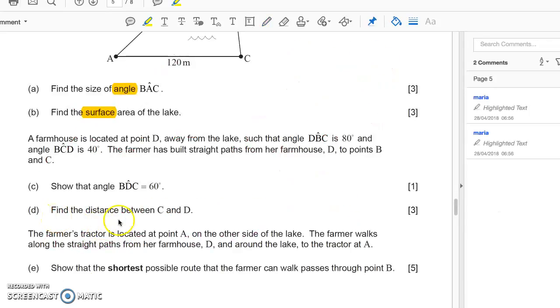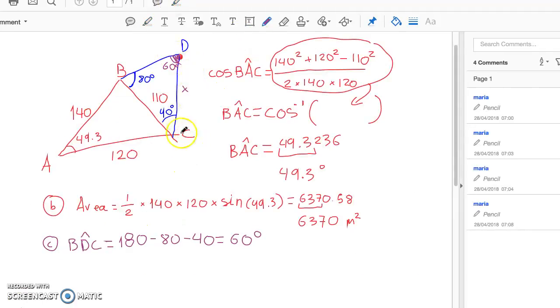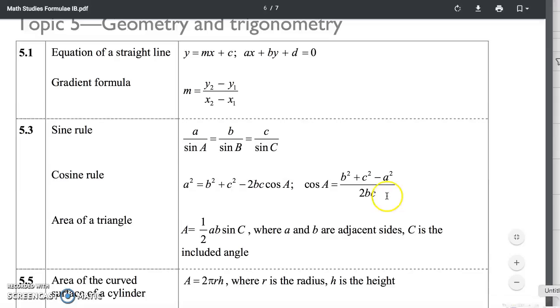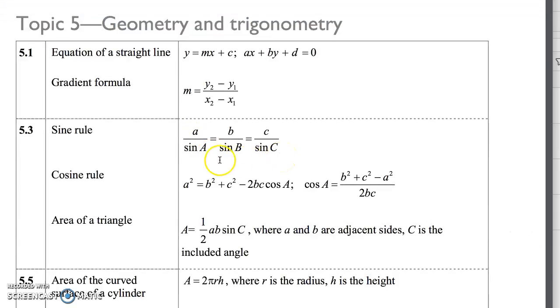Question D, the next one: find the distance between C and D. Well, C and D is this one. Now I know all three angles, and I know one side. It's time to have a look, finally, at our favorite one, the sine rule. But remember, we are looking at the formulas you can use with a non-right triangle. If I'm looking for one side and I know two angles and a side, I can find out what I was looking for.